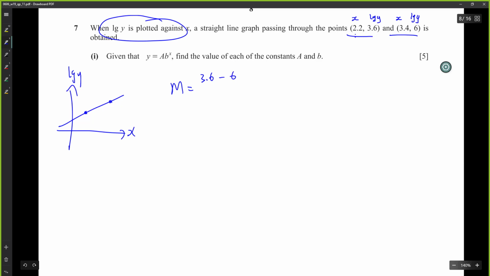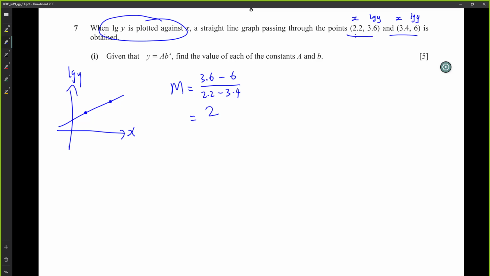3.6 minus 6, y minus y over x minus x. Alright, then I can get my gradient here. You just use the calculator for the whole thing, because you want to make sure you don't make any mistake here. Minus 6, 2.2 minus 3.4. Yep, nice. It's just 2.